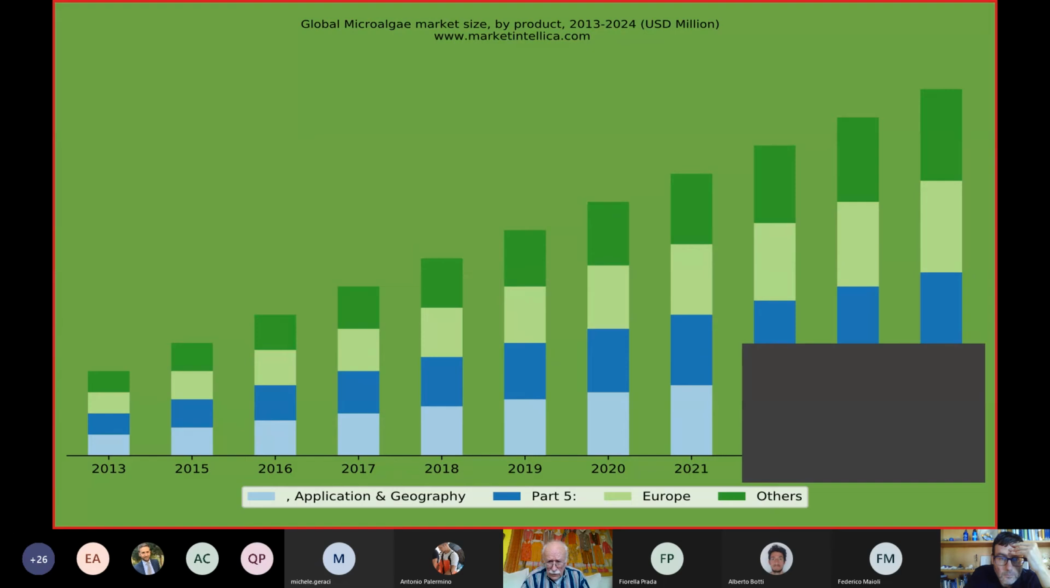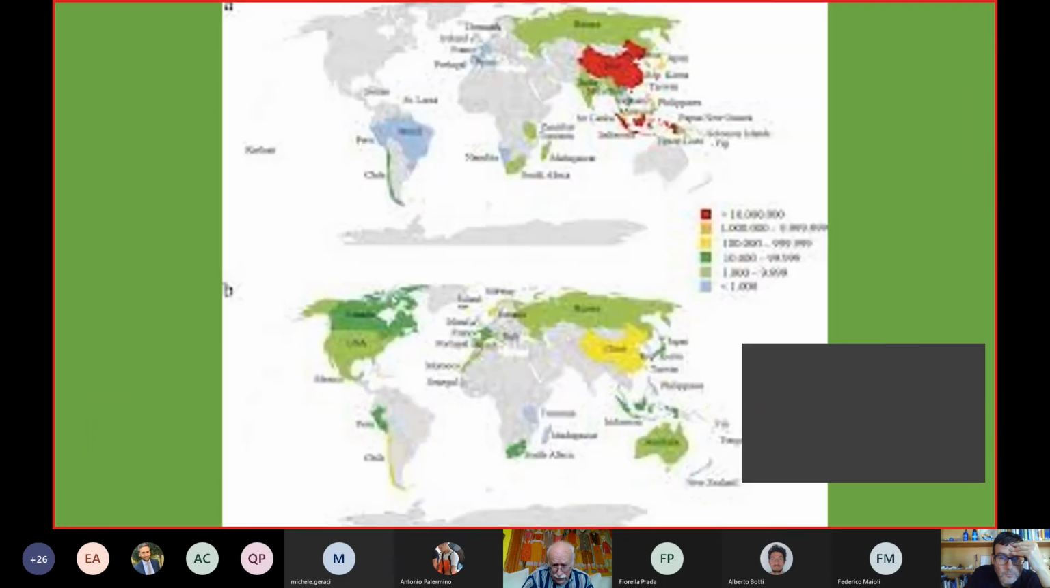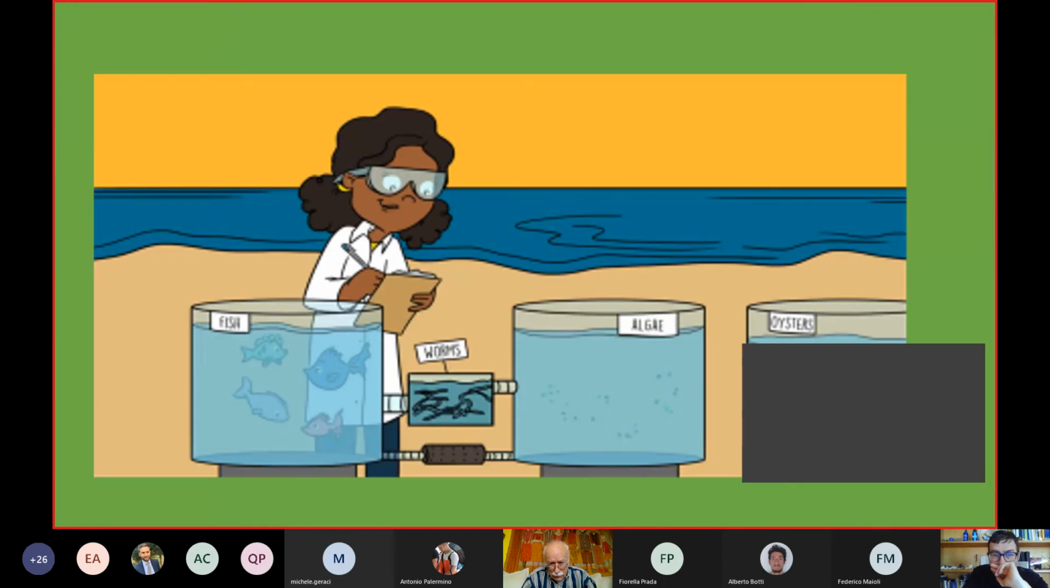But you can also see the projected dramatic increase in all the applications of algal culture in the world. Europe and others, you can see that. And here you can see also the global distribution of the culture of algae. You can see that in China and the Far East, it's highly, much more developed than in the rest of the world. Now, one of the most interesting future venues of mariculture is polyculture.